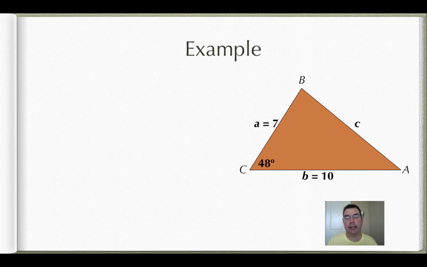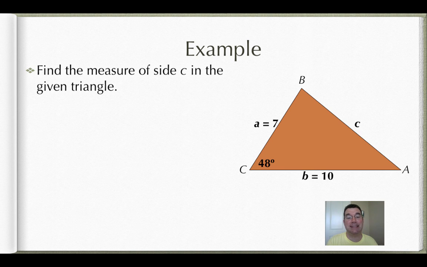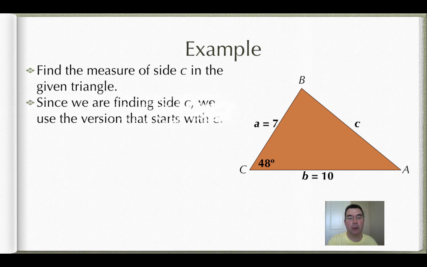Okay, so here's an example. I have a triangle here, and side a measures 7, side b measures 10, and angle C measures 48. Let's say I wanted to figure out side c. Since I'm given angle C, I'm going to use the version of the cosine rule that has angle C in it. So that's going to be c squared equals a squared plus b squared minus 2 times a times b times the cosine of C, and I plug in what I know.